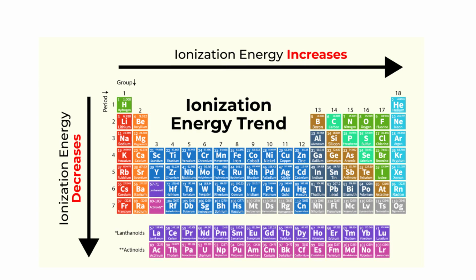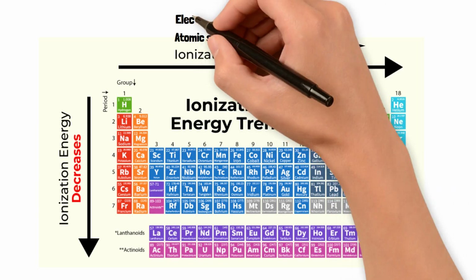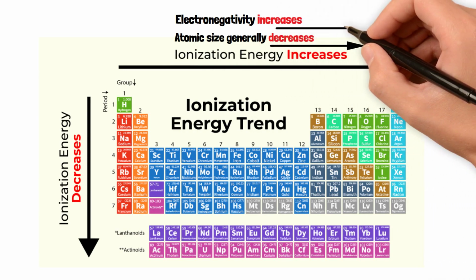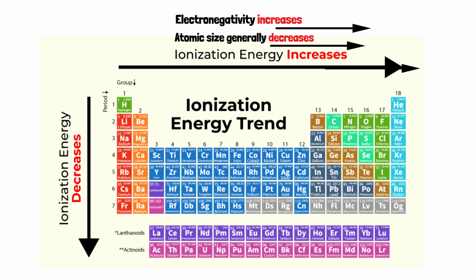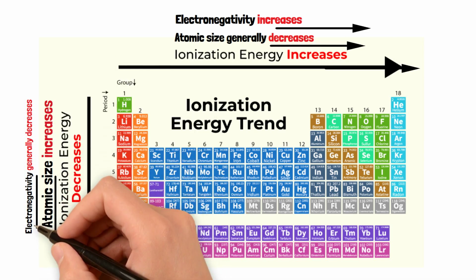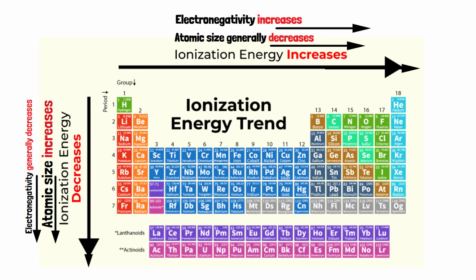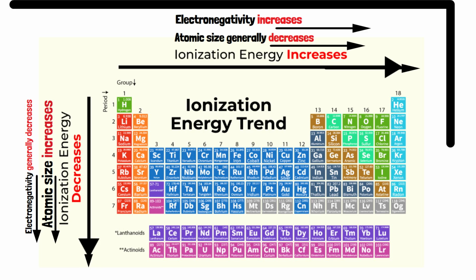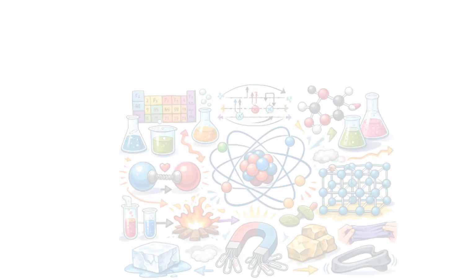Let's connect the dots. As you move across the periodic table, atomic size generally decreases. Ionization energy increases, electronegativity increases. As you move down the table, atomic size increases, ionization energy decreases, electronegativity generally decreases. These trends explain why elements behave the way they do, why some react violently, why some barely react, and why some form incredibly strong bonds.